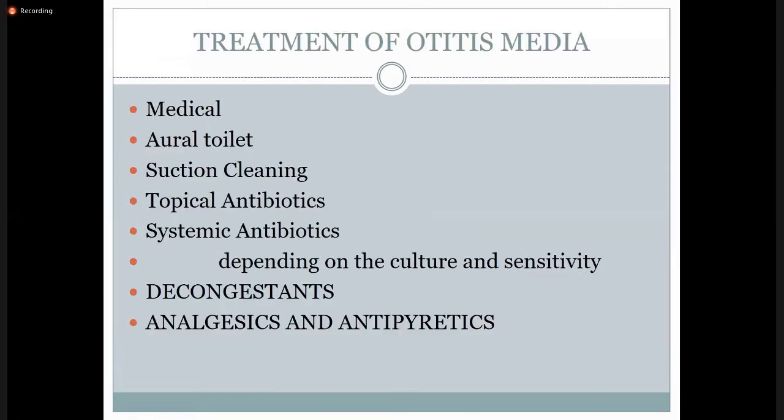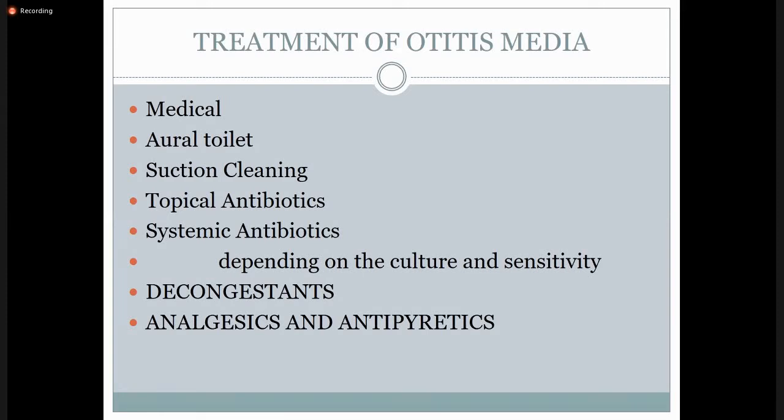Coming back to otitis media, which is inflammation of the mucosa of the middle ear cleft. It includes the eustachian tube, middle ear cavity, and the mastoid air cell system. Treatment is medical. We will give the proper antibiotic, and painkillers if there is pain. If there is fever, we will give the patient an antipyretic. Aural toilet means cleaning the ear and keeping the ear dry as much as possible. Suction clearing is done when there is discharge and the membrane has been perforated in complicated cases.